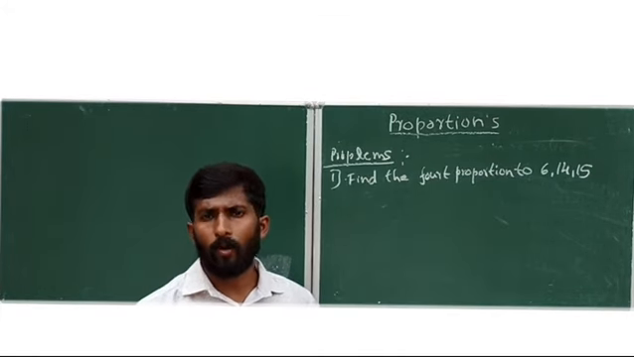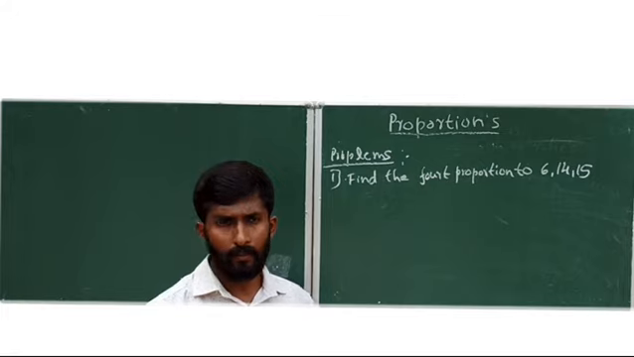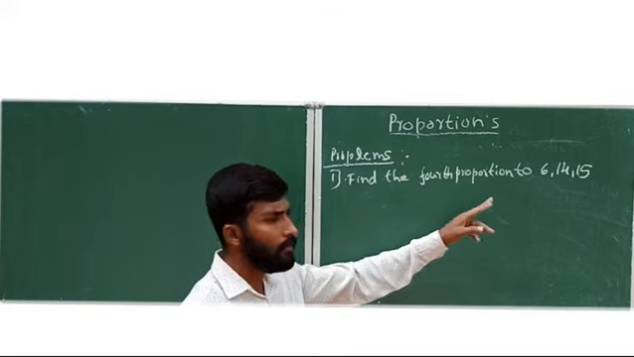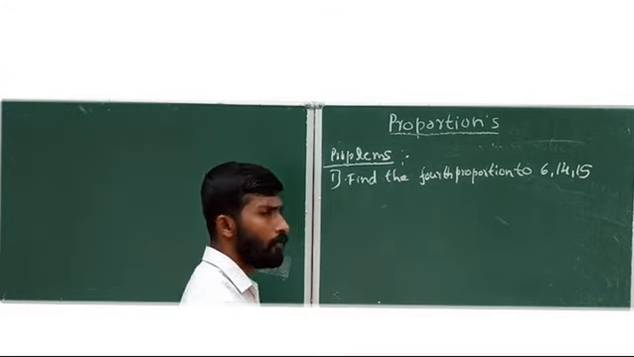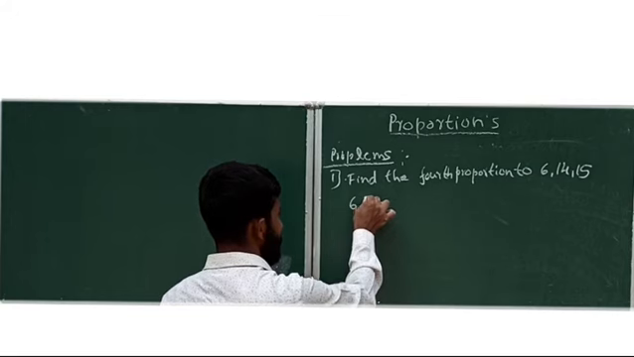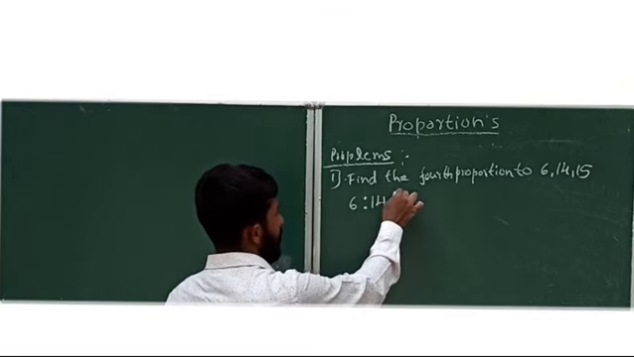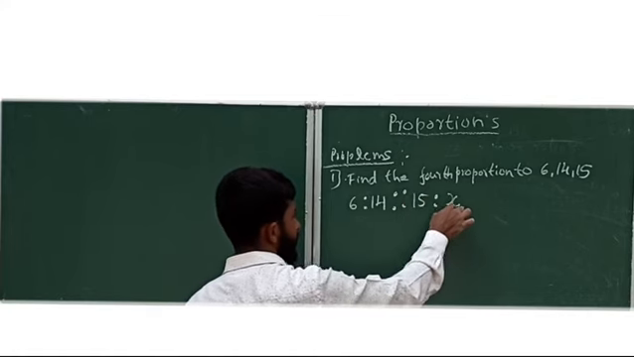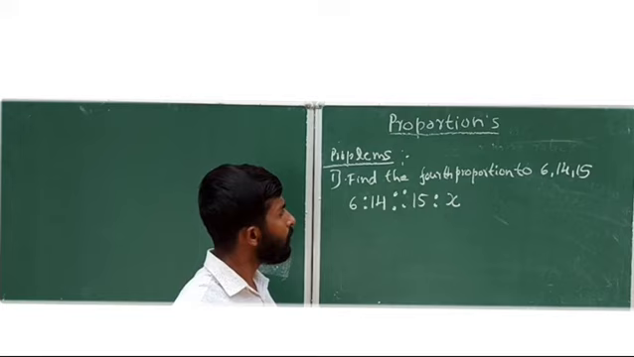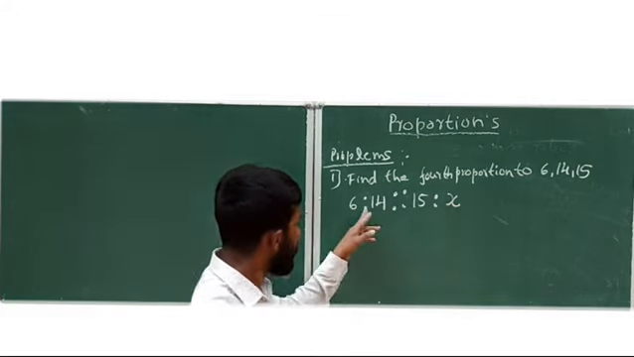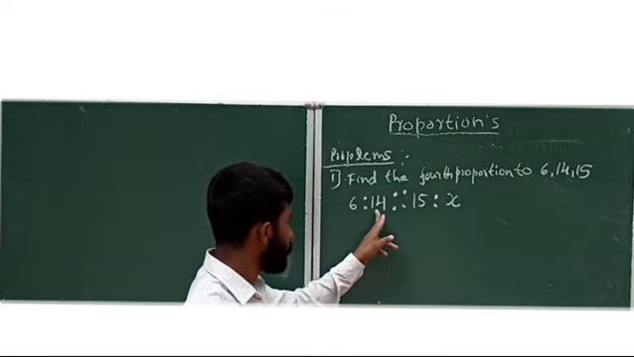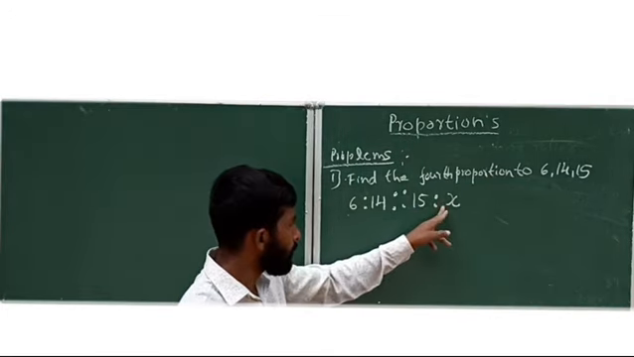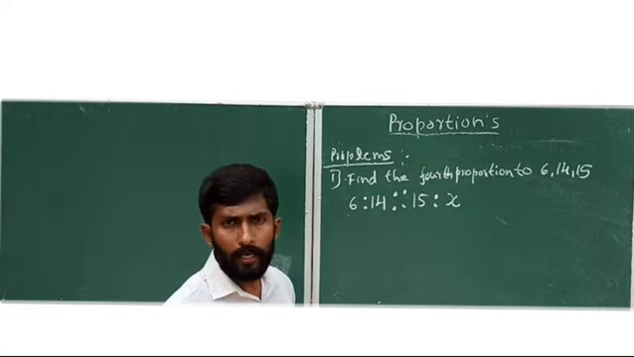Clear? Now see some problems related to the above definitions. First question, find the fourth proportional to 6, 14, 15. To find the fourth proportional, you need to write it as 6 is to 14 is proportional to 15 is to x, taking the fourth number as x. Whenever the question is find the fourth proportional, write it as 6 is to 14, first two numbers, proportional to 15 is to x, third number is to last number, unknown number x.